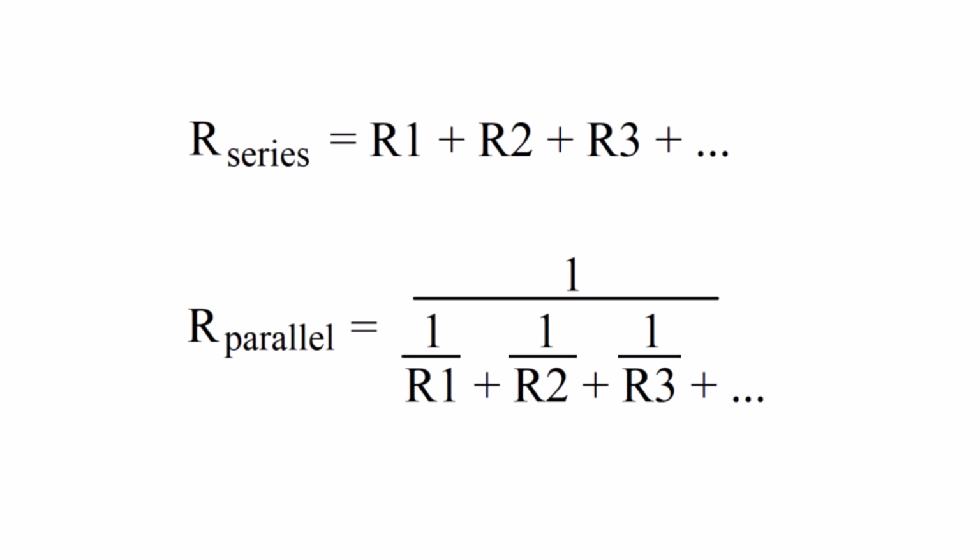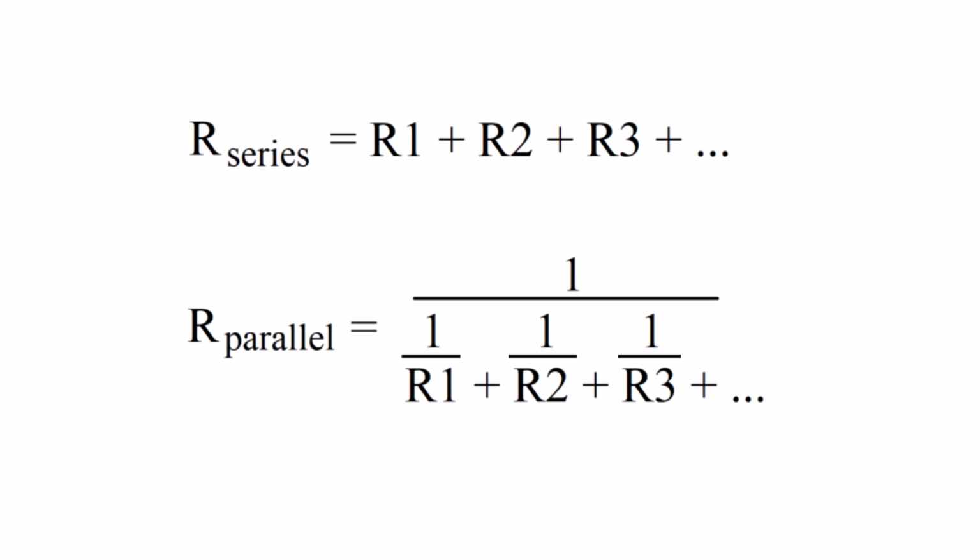But for parallel, the current splits into different branches. So you can't just add them up. Instead, I like to think of the concept of the opposite of resistance, which is how much a substance resists the flow of current. The opposite of that, or the inverse, the reciprocal, is called conductance. It's how easily a current flows in a substance. So if we take the opposite of the resistance, we have a conductance.